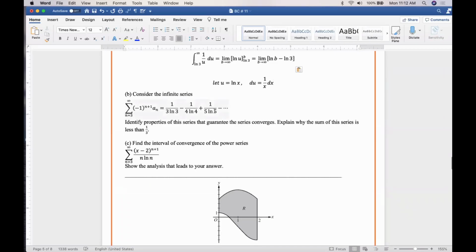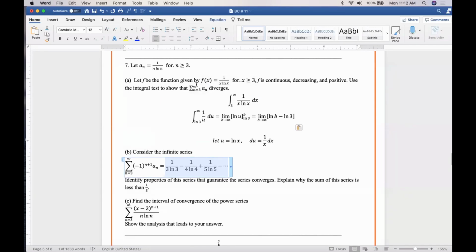Consider the infinite series this. Now, this is not the same. What's the difference between this and the one that we just proved to diverge? It's alternating. It doesn't mean that it will diverge also, because alternating is different than the positive one, correct? Okay, identify the property of the series that guarantees the series converges. Okay, explain why the sum of the series is less than 1/3. So let's do one thing at a time. First, why it converges?